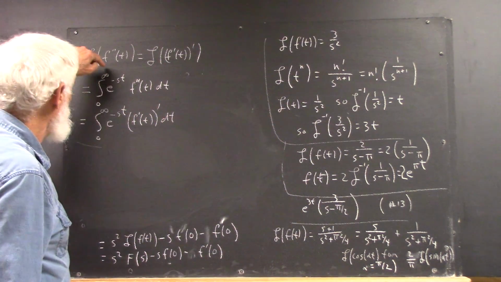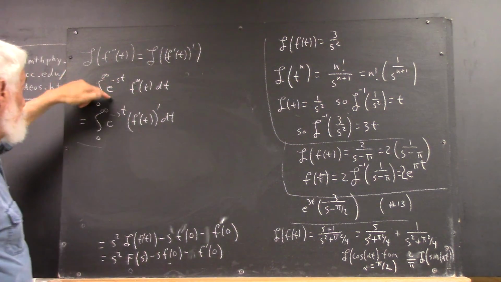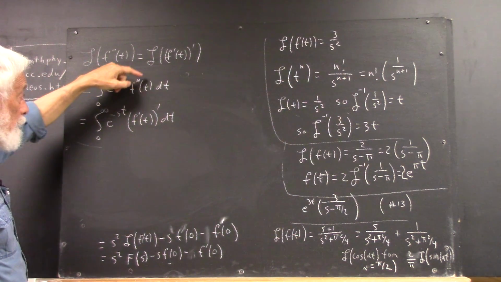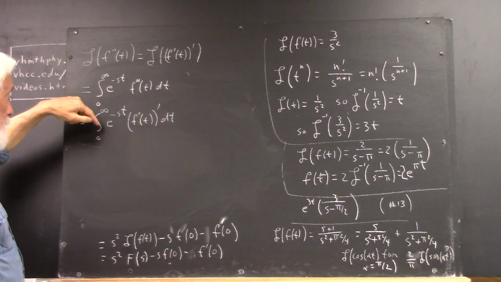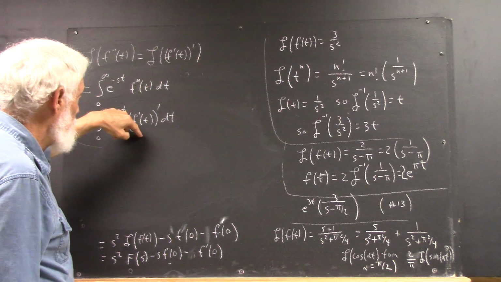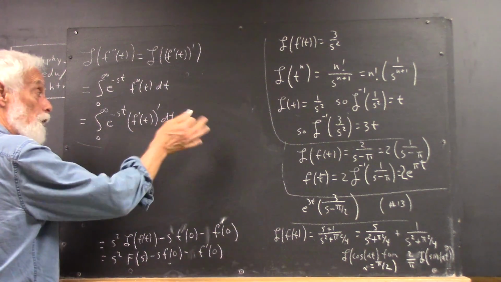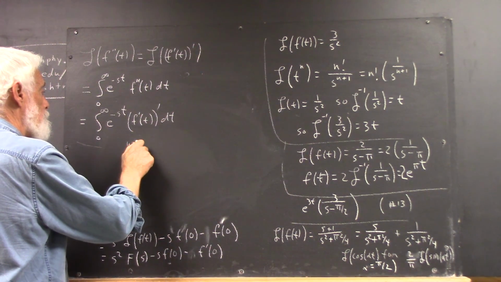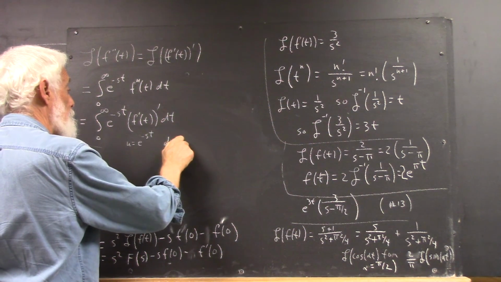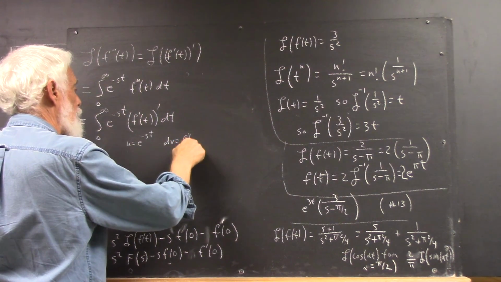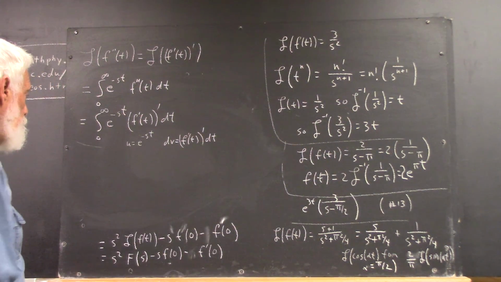So the Laplace transform of f double prime is the Laplace transform of f prime prime. Well, we could write this as the integral of e to the negative st times f double prime of t dt. But we could also write it as the integral of e to the negative st times f prime of t prime dt. And then we can use integration by parts. We let u equal e to the negative st and dv equal f prime of t prime dt.